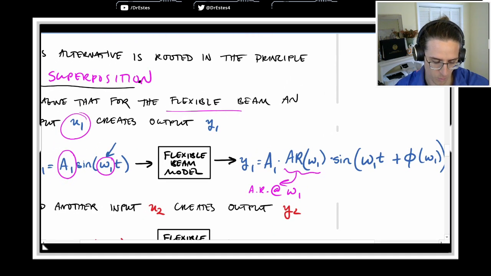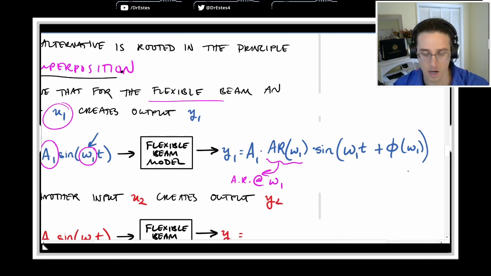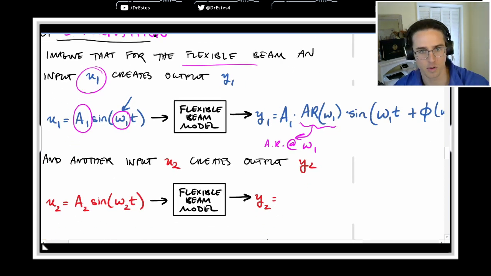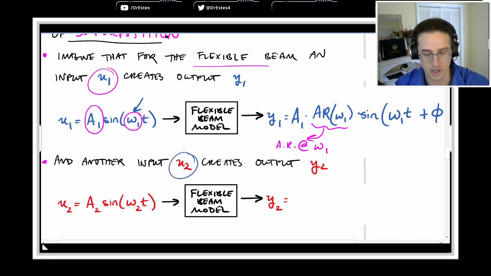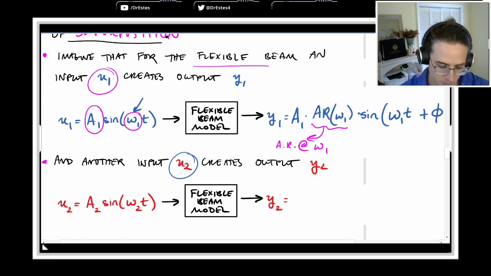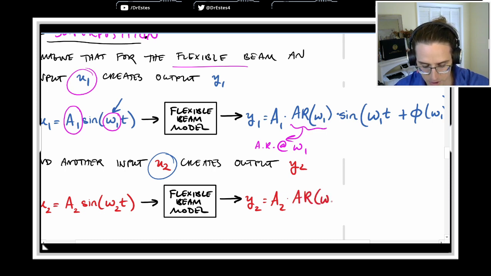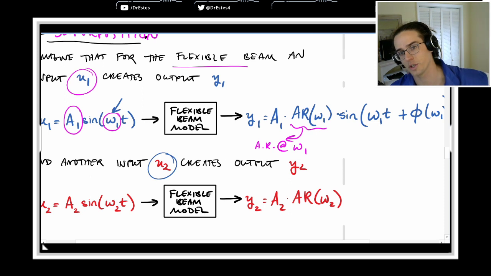Okay, so one input gives us this output. For the sake of this example, assume that there's another input, U2. It's just a different sinusoid at a different frequency with a different amplitude. So let's just write this out. It'll be the amplitude of that input, and then it's going to be the amplitude ratio, but now it's going to be the amplitude ratio at this frequency, omega 2, which is different than omega 1. So this amplitude ratio is different.